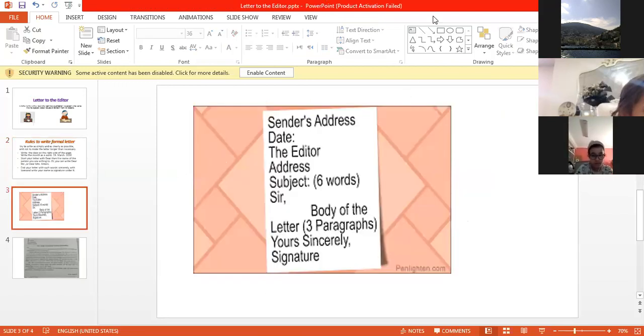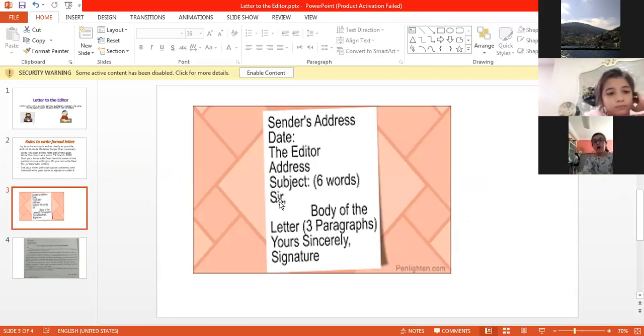Here are the most important things that you should take care of. The sender's address, if you want to write the address, the date, the editor address. Sender's address is your address. Editor address is the address of the person you are sending the letter to. Not to be more than 6 words, the address.